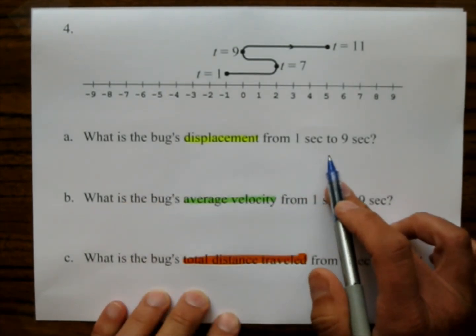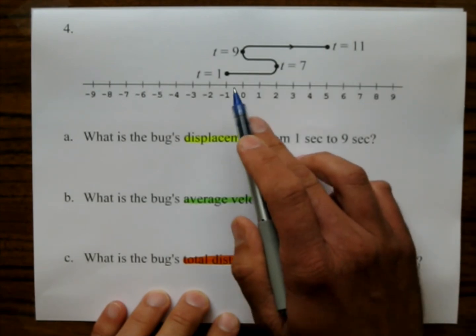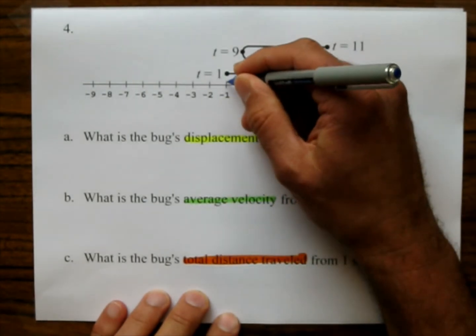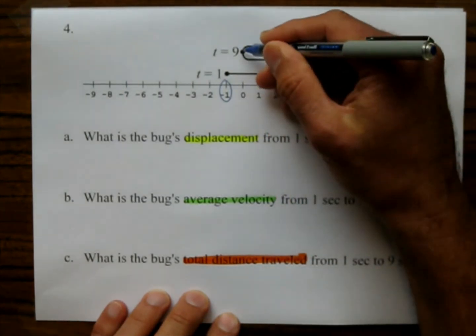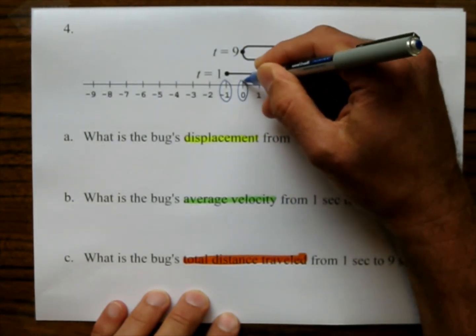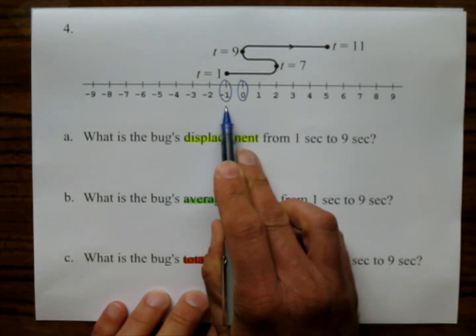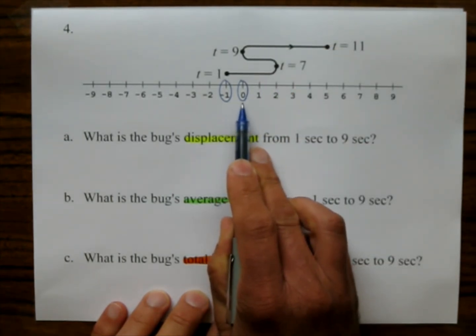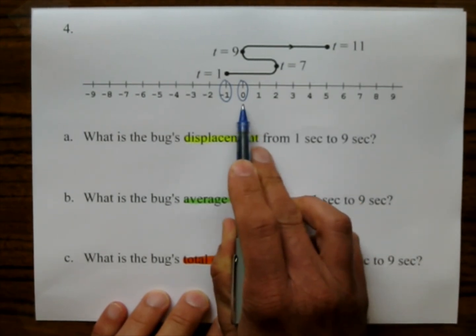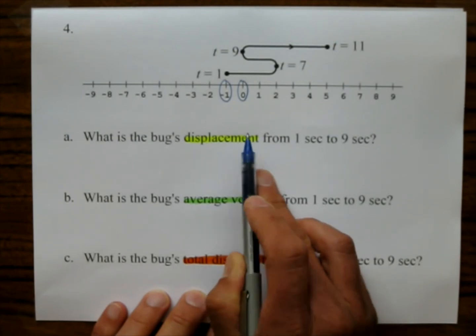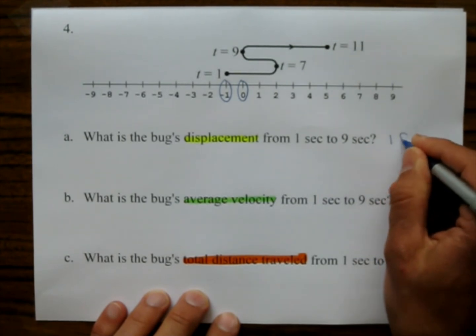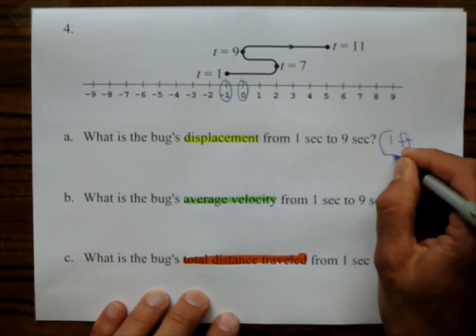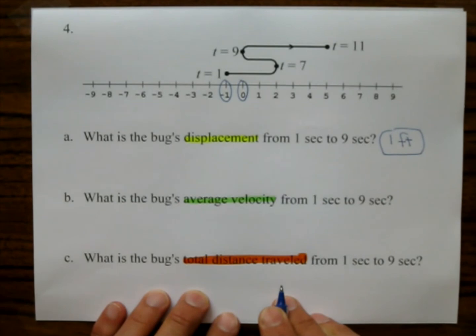So the bug's displacement from 1 second to 9 seconds. Here's t equals 1 second, he's right there. And at 9 seconds, he's right there. So he's starting right there at -1 and stopping in this time interval at 0, or the origin on the number line. So his displacement just looks like he went 1 to the right, or we would just say 1 foot. That's all the displacement is.